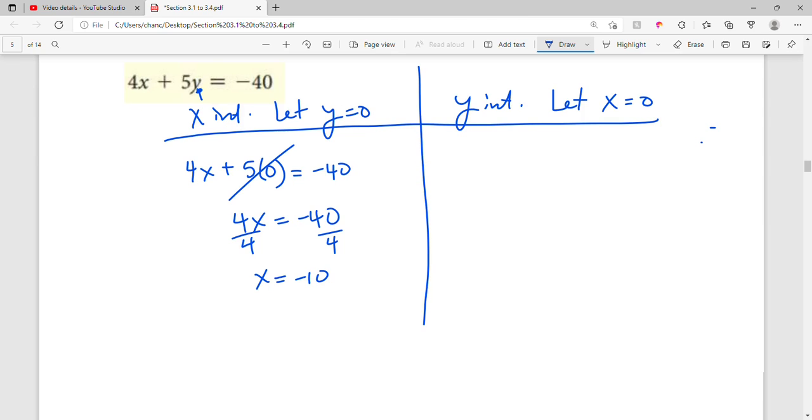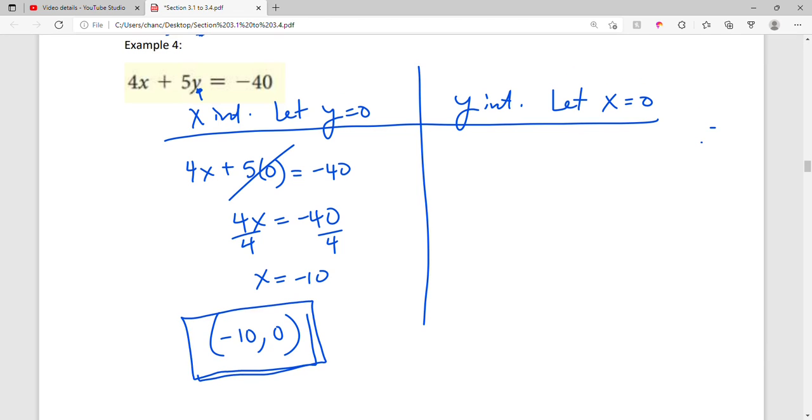That means our solution is -10, 0. That's our x-intercept. When you write your x-intercept, make sure you write it as an ordered pair. Our x-coordinate is -10 and our y-coordinate is 0.